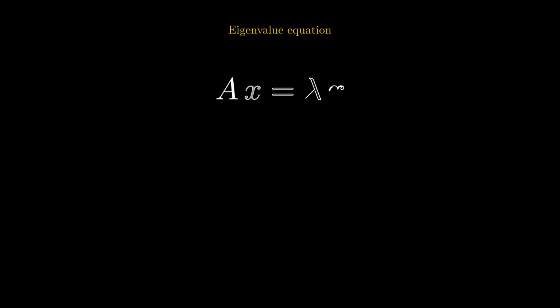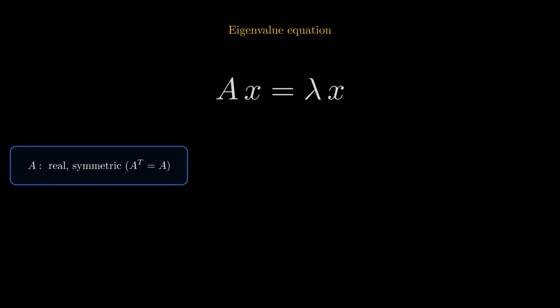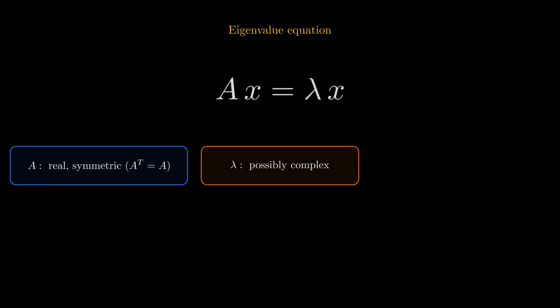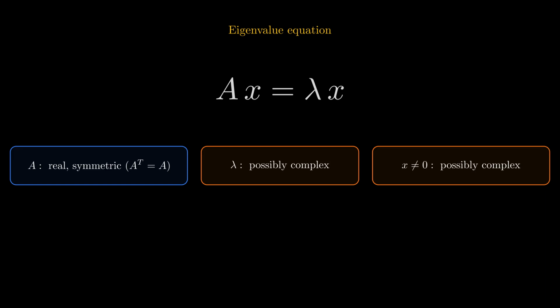Let's start with the eigenvalue equation. A times x equals lambda times x. We're going to allow lambda and x to be complex. That's the whole point of this proof. We need to show that even if we let them roam through the complex numbers, the symmetry condition, A transpose equals A, will drag lambda back to the real line. So here's our setup. A is a real symmetric matrix, lambda is a candidate eigenvalue, possibly complex, and x is its eigenvector, nonzero, also possibly complex. Our goal is to prove lambda must be real.